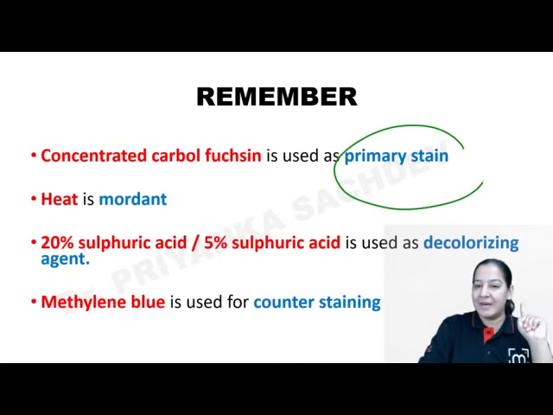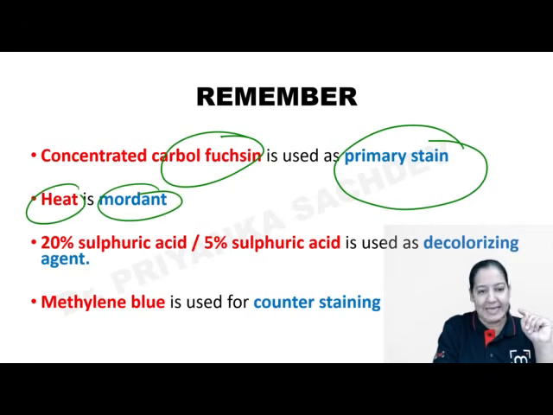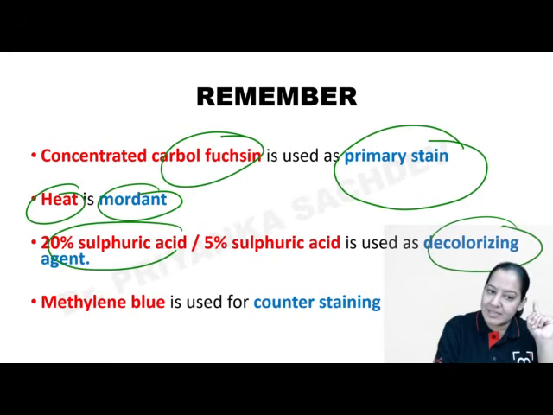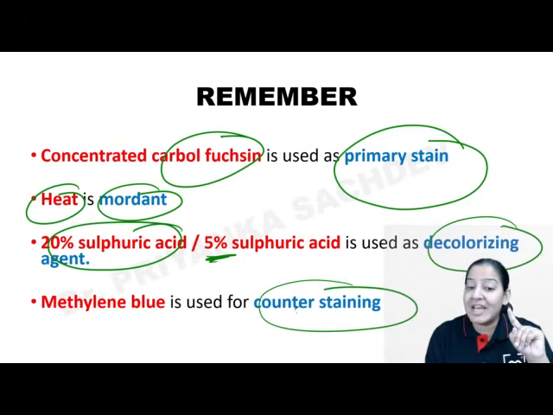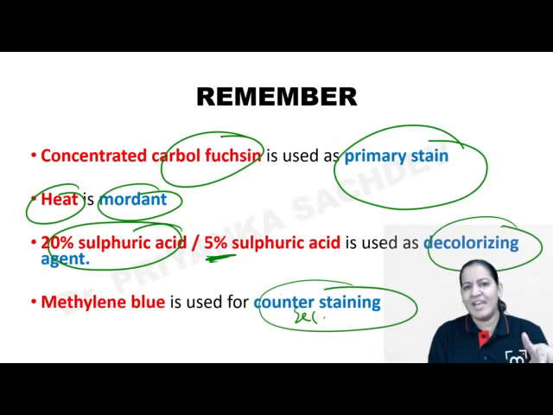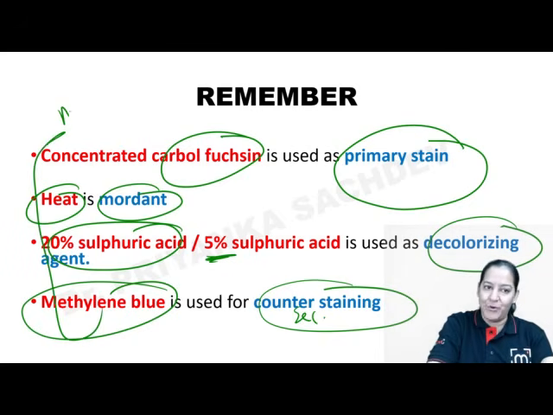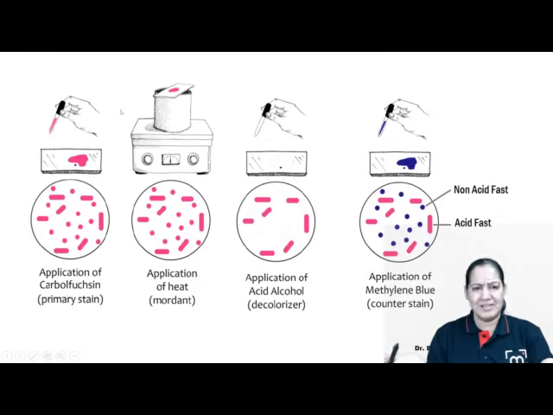Tell me the name of the primary stain. Say, ma'am, any red stain like Carbol Fuchsin. Tell me the name of the mordant here. It is heat. Tell me the name of the decolorizer here. It is 20% H2SO4 as standard. There are some exceptions, I will tell you the exceptions. And tell me the name of the counter stain or secondary stain. It is any of the blue stains, like methylene blue, usually used. So these are your 4 MCQs, right? You should be able to tell me. So, same with a different diagram.